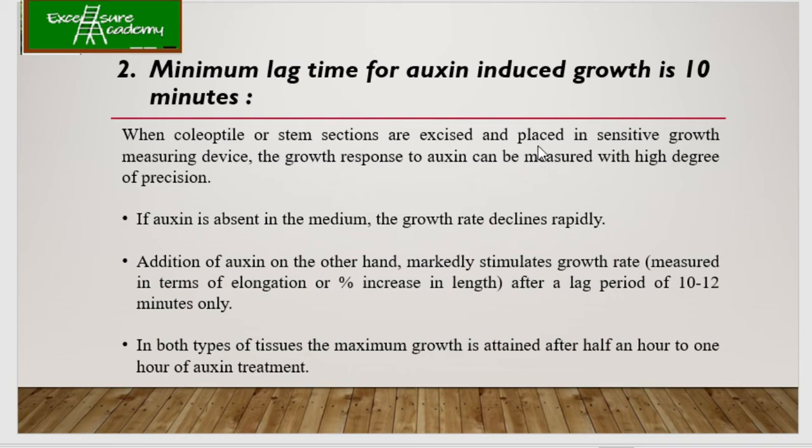So what does it mean? It means that it will take around 10 minutes to show the effect of the auxin. When coleoptile or stem sections are excised and placed in a sensitive growth measuring device, the growth response to auxin can be measured with a high degree of precision. If auxin is absent, the growth rate declines rapidly. Now, addition of auxin stimulates the growth rate. So, you can see that there is an increase in the growth rate, but you will see a lag period of only 10 to 12 minutes.